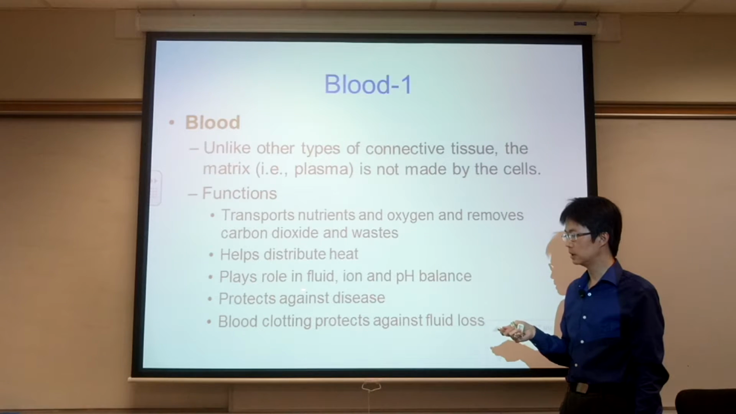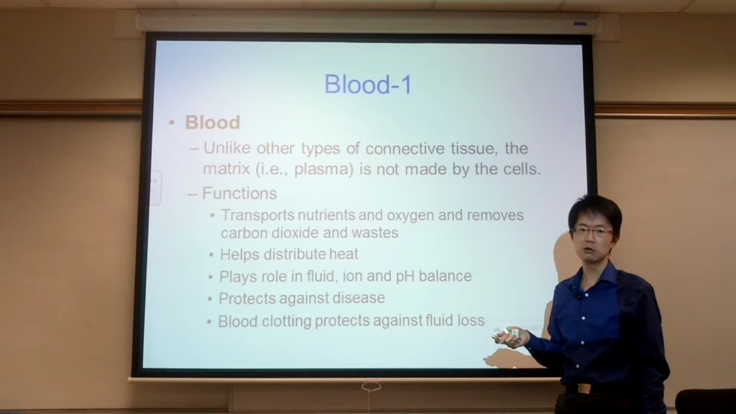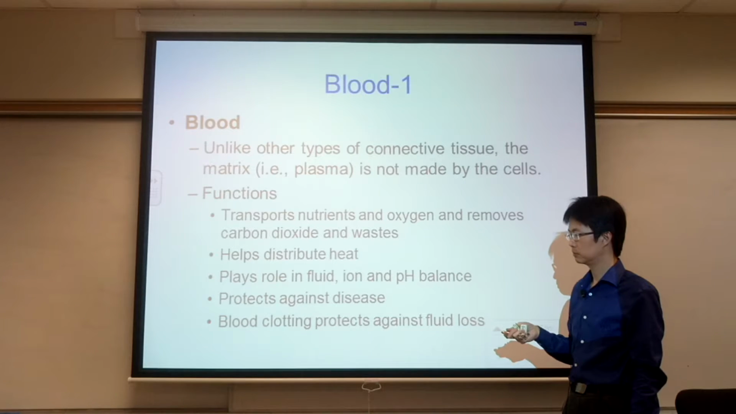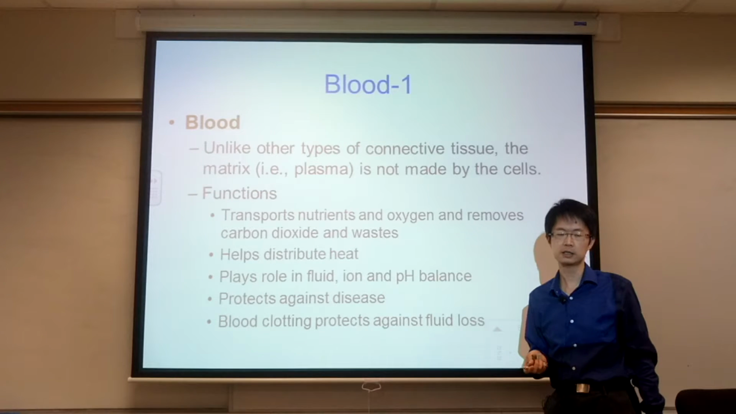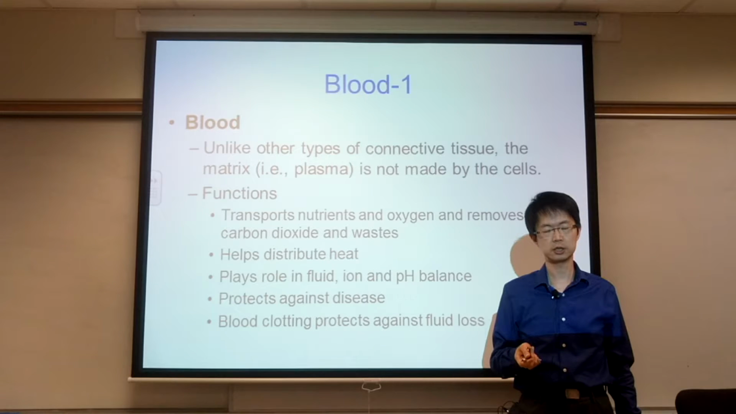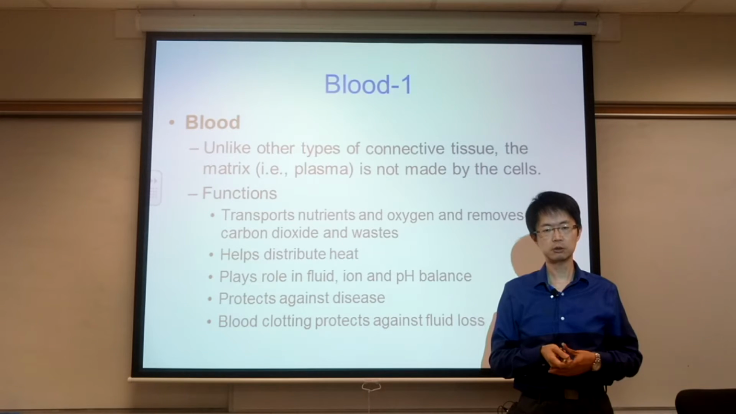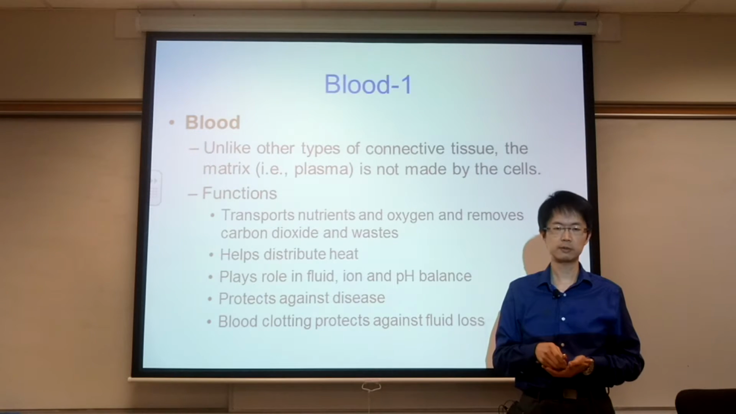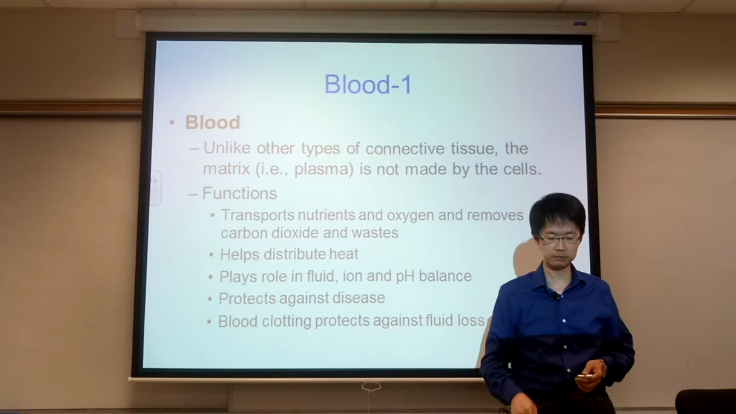Blood protects against disease because we have white blood cells and the immune system. And there are blood clotting factors. For blood clotting, we have platelets. We have fibrin or fibrinogen. Those are the proteins that can crisscross to form a network to stop you from bleeding.